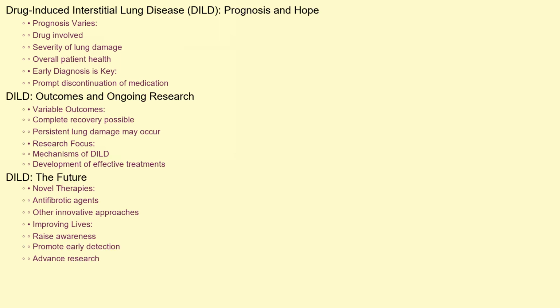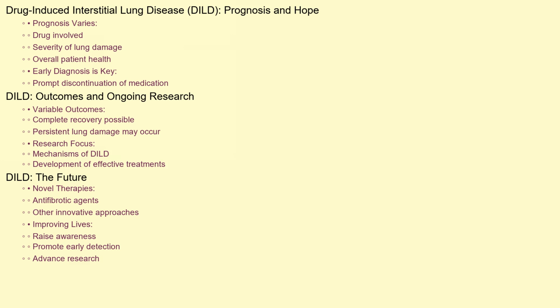The video concludes with an optimistic image of someone engaging in activities, emphasizing the importance of ongoing research and hope for improved outcomes. The prognosis of DILD varies depending on several factors, including the specific drug involved, the severity of lung damage, and the patient's overall health. Early diagnosis and prompt discontinuation of the offending medication are associated with better outcomes. While some patients may experience complete recovery, others may have persistent lung damage and ongoing respiratory symptoms.